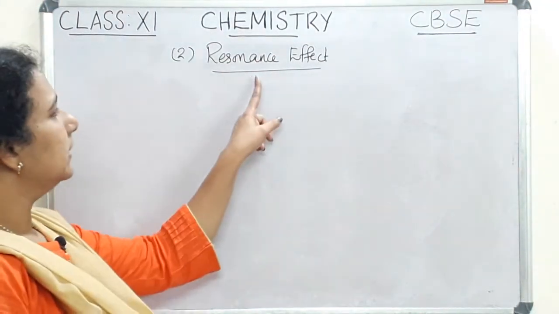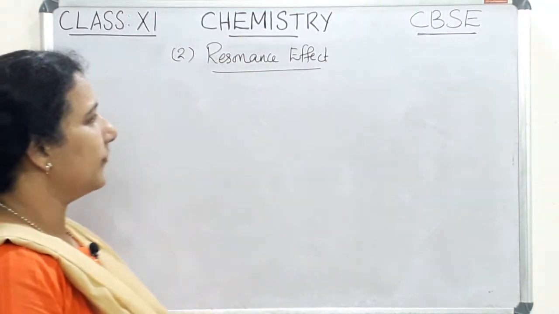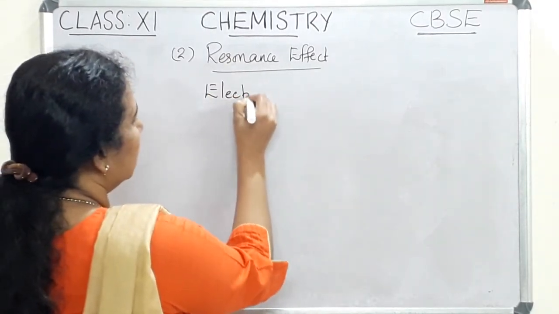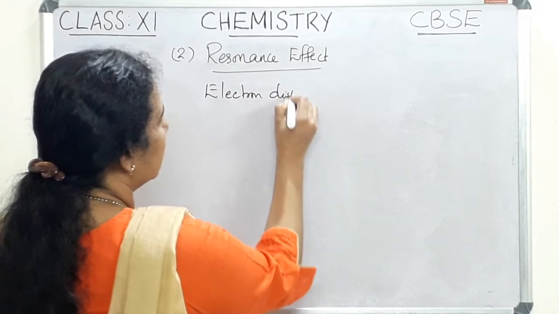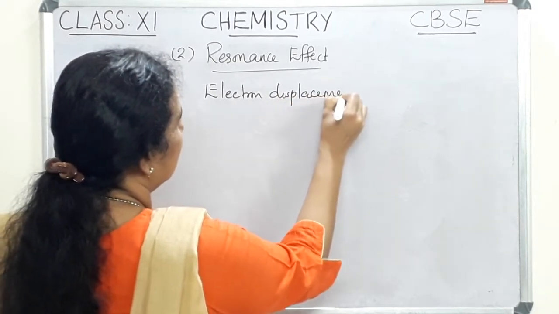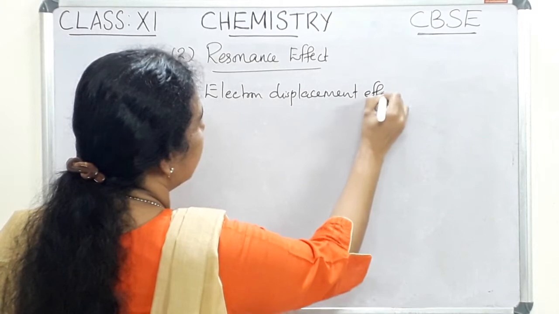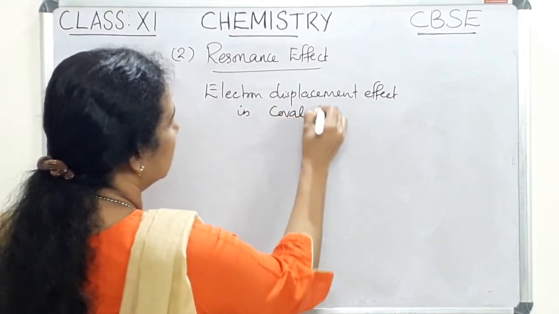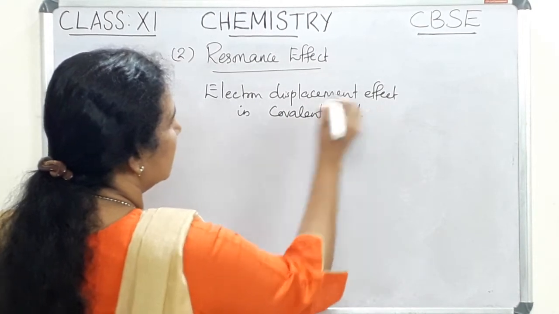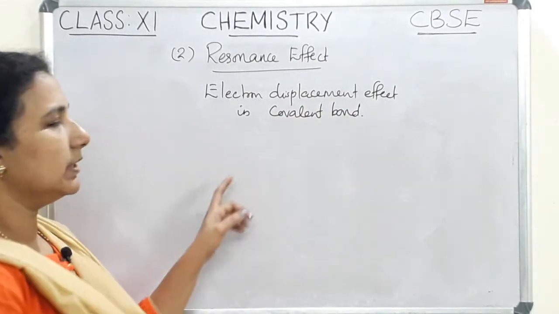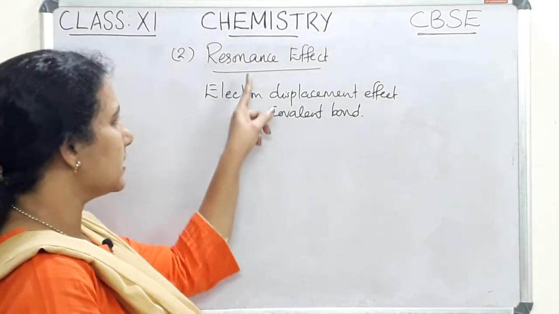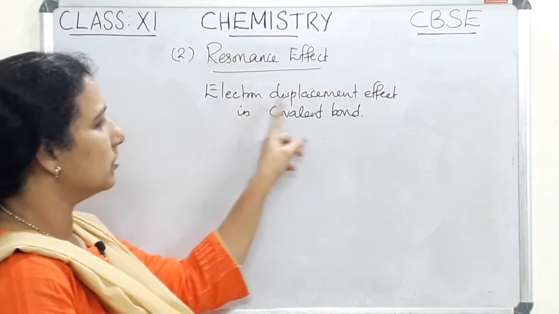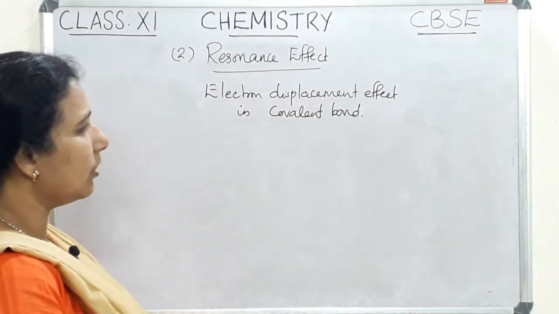Now let us learn the next effect, that is resonance effect. This is also an electron displacement effect in a covalent bond. So we have discussed the first electron displacement effect, that is inductive effect. This is the second effect, that is called a resonance effect. This is also an electron displacement effect in a covalent bond.